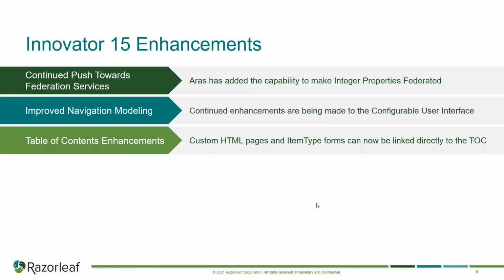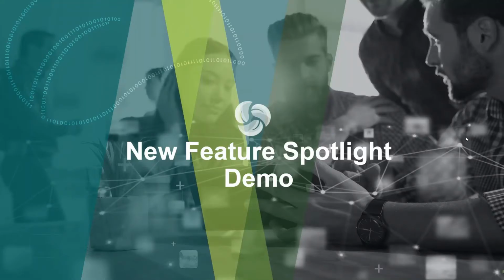They're also continuing to improve navigation modeling and continuing their enhancements to the configurable user interface. These are primarily at this point in the table of contents editor. If you were with us on our last webinar, I demoed a couple of those features and we'll get back into it today. So now you can add custom HTML pages and item type forms that you can link directly to your table of contents. So with this, I'm going to hop over to our demo database and show a couple of these new features.